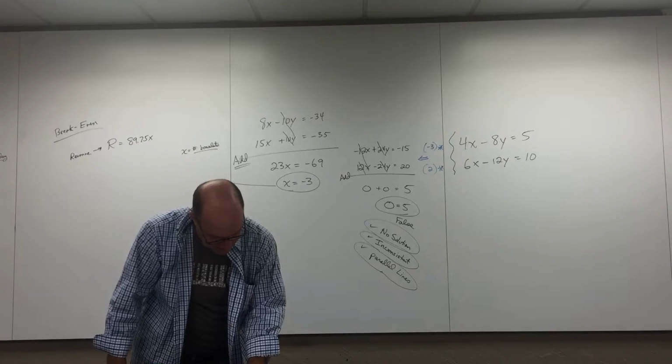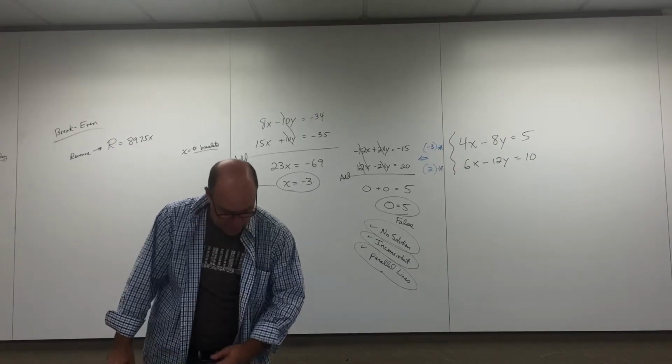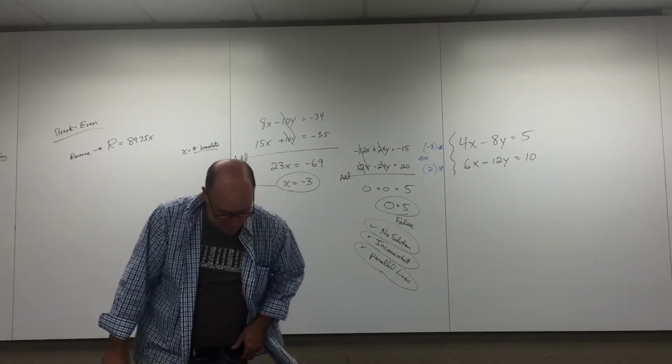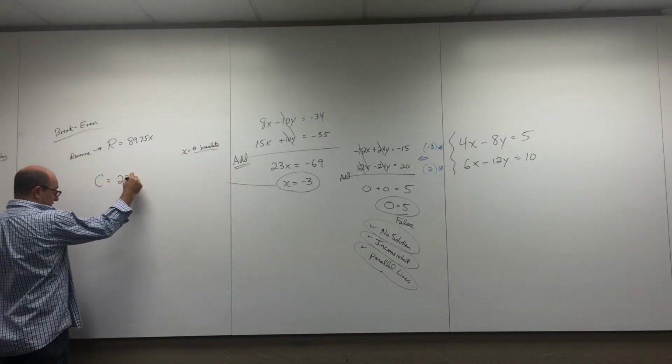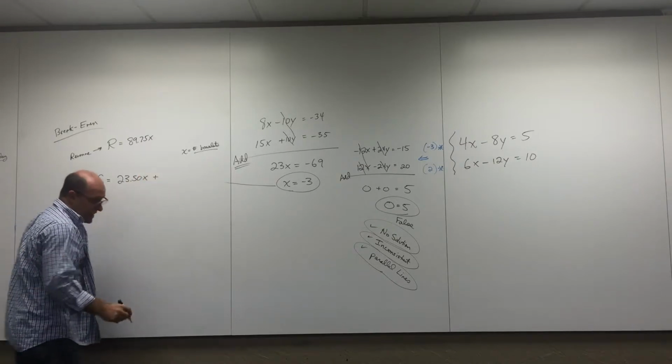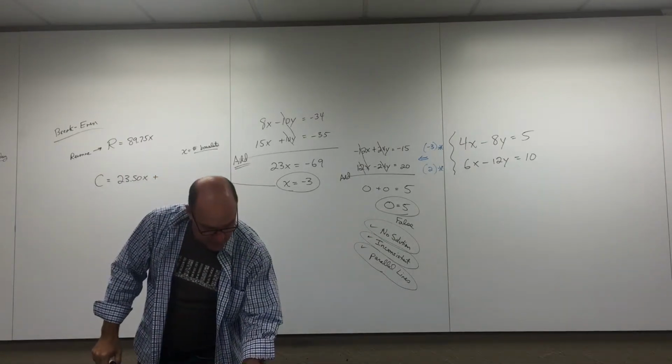Anyway, what else is going on? Oh, she has a cost. She has a cost of 2350x plus 1192.50. Right.